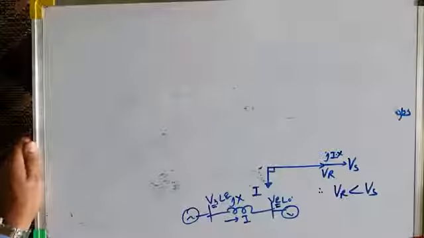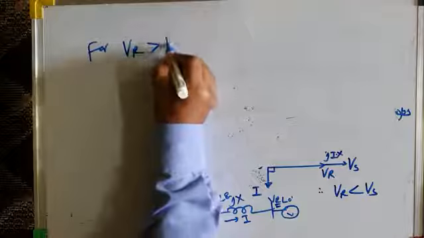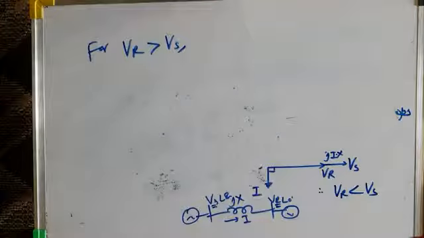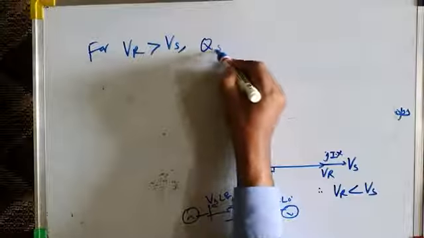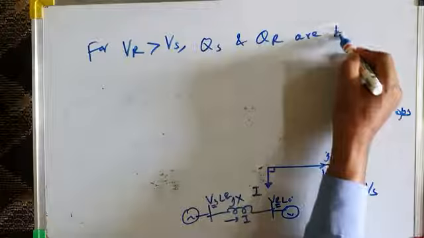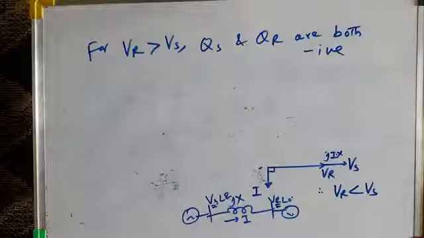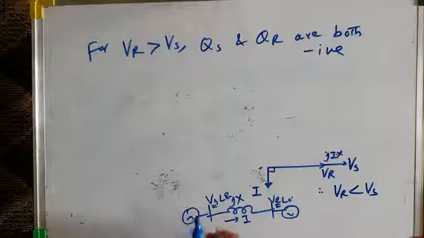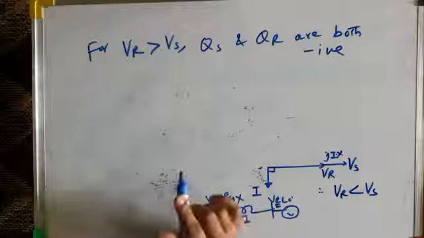if the reverse is true, that means if receiving end voltage is greater than sending end voltage, or sending end voltage is less than receiving end voltage, in that case what will happen? From those equations we can find that sending end reactive power and receiving end reactive power are both negative. They are both negative. And what does negative reactive power mean? Negative reactive power means that reactive power is not absorbed by the load, but reactive power is generated and it's injected into the transmission system.